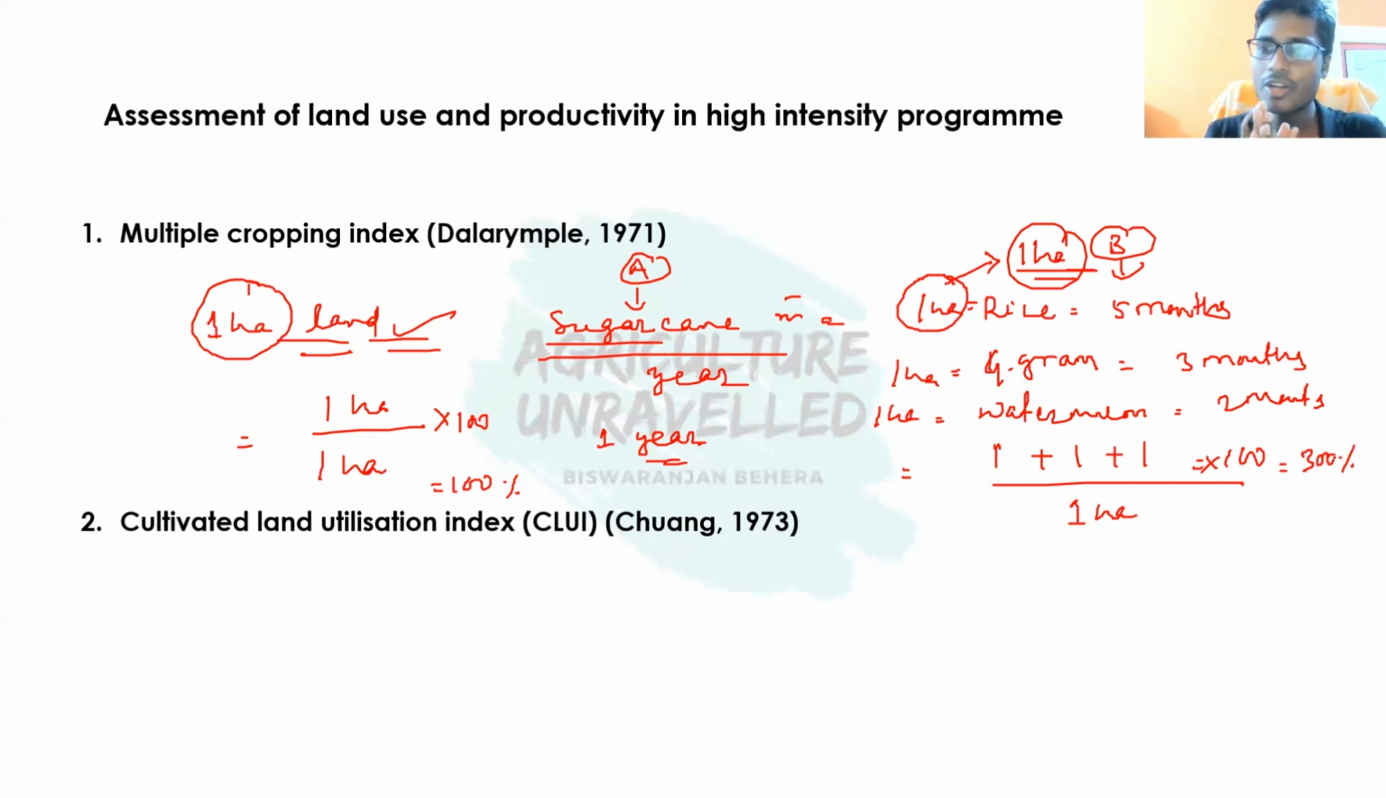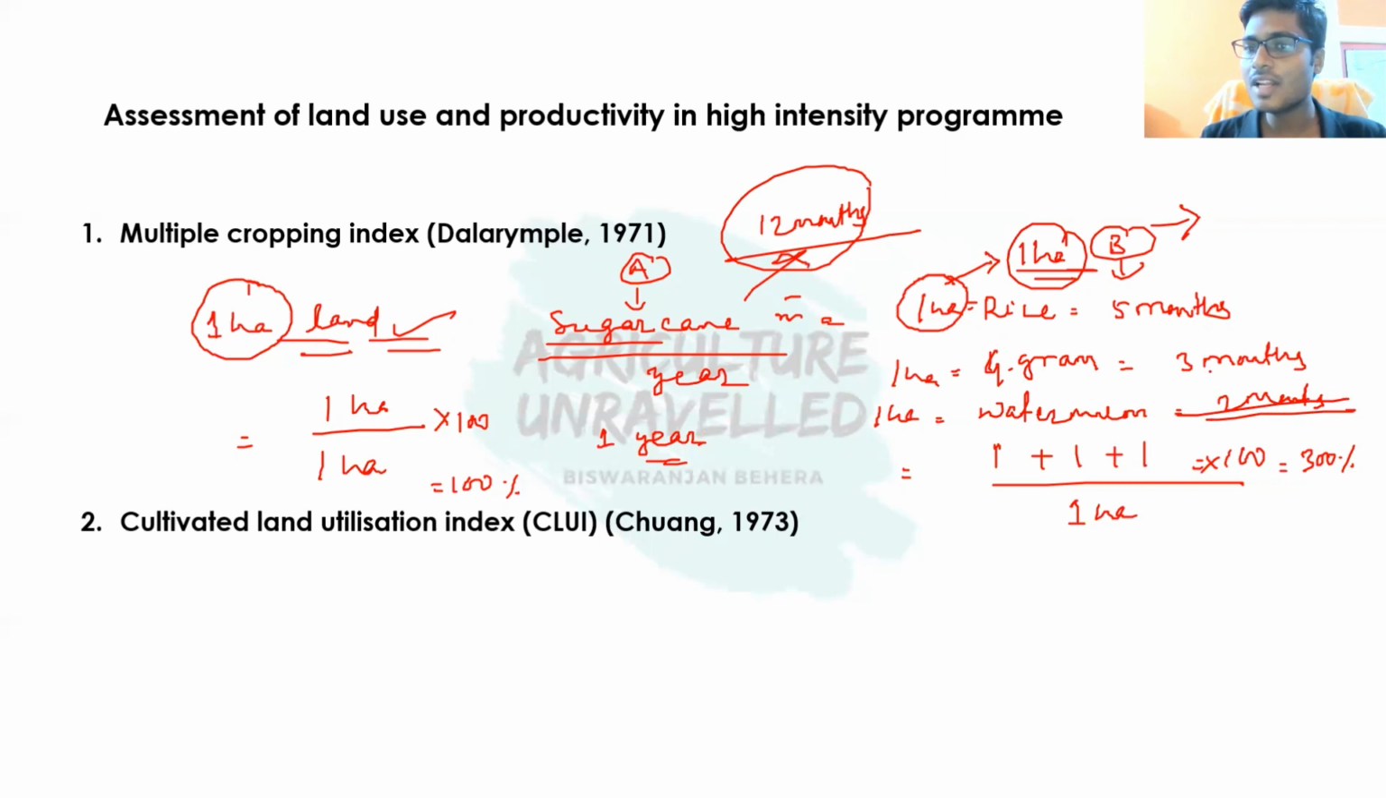Here we can notice one thing: farmer A is growing a single crop throughout the year, and the crop occupies the land for 12 months. So for farmer A, the occupation of the sugarcane crop is 12 months. But farmer B is cultivating the land for only 10 months. The crop is occupying the land for 10 months.